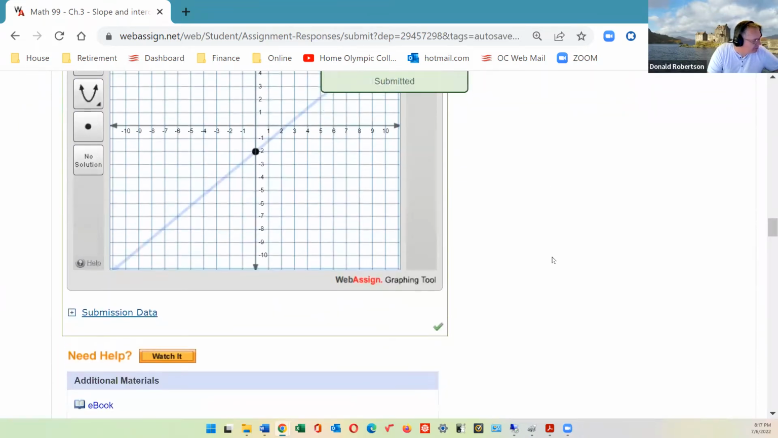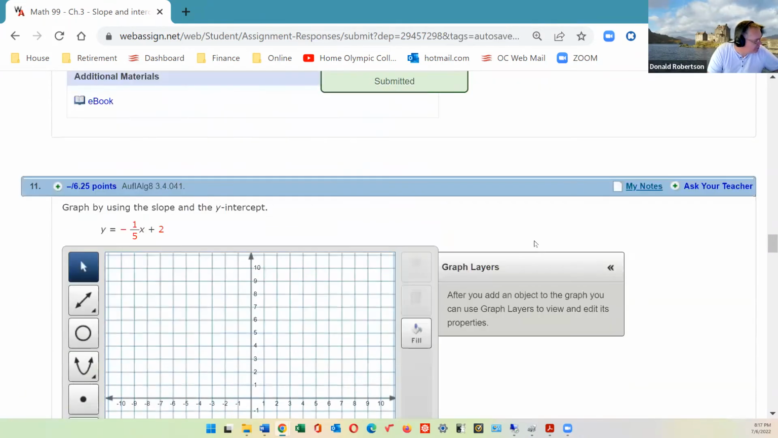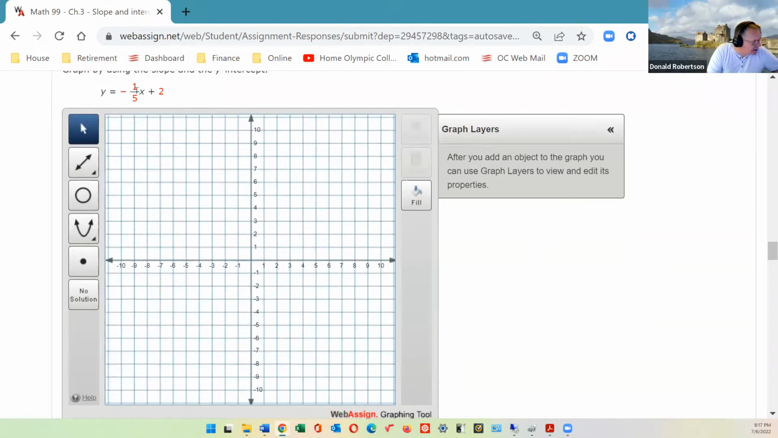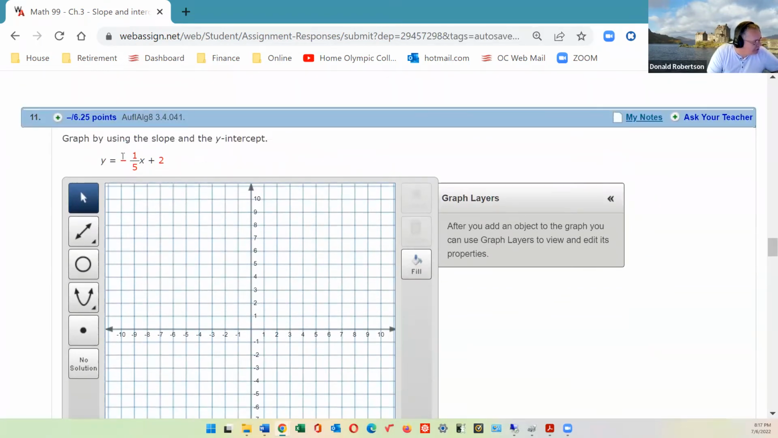There you go. Now let's try the next one. It's got a negative slope, so that's going to involve a little bit more work. It's -1/5 x plus 2. The y-intercept is 2, so it's going to cross the y-axis there.